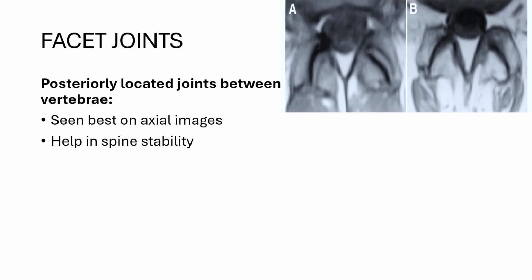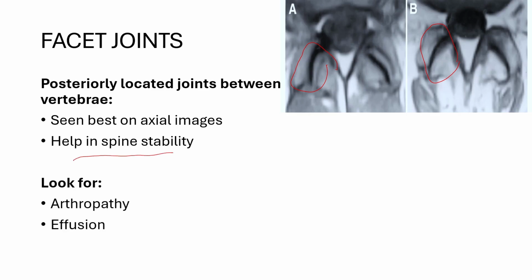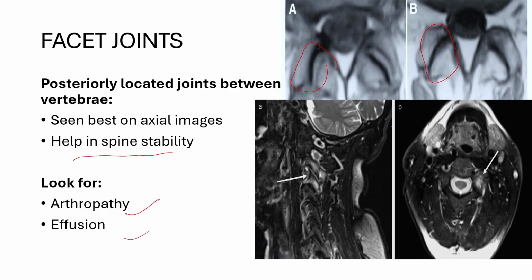Now the facet joints. These are posteriorly located joints between the vertebrae, formed by the superior and inferior articular processes. These are the facet joints, best seen on axial images, and they help in spinal stability. In MRI, we look for arthropathy or joint effusion. Here we can see bone marrow edema of the facet joint. This is the facet joint edema, as well as fluid within the facet joint, which appears bright on STIR image and T2 image.